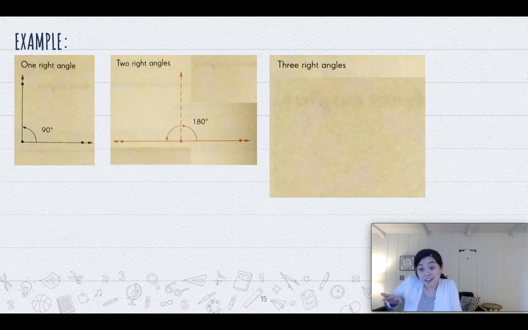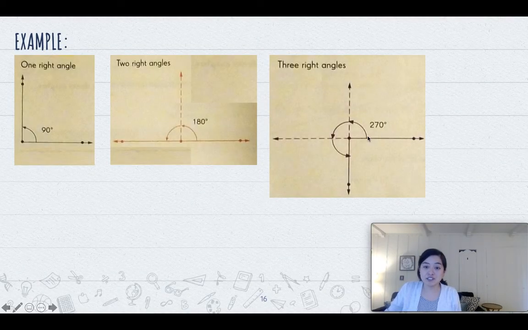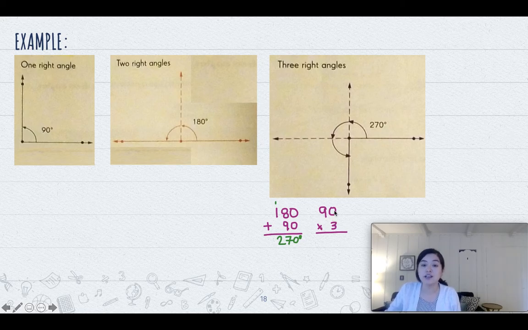What about three right angles? What is the total amount of degrees in three right angles? Well, if I see three right angles, we have one 90-degree angle here, another 90-degree angle here, and one more 90-degree angle here. So we can do 180 plus 90, which is 270 degrees, or we see that it's three groups of 90 degrees. So you can do the multiplication 90 times 3. 3 times 0 is 0. And now 3 times 9 is 27. So 90 times 3 is 270 degrees. So 3 right angles is 270 degrees.